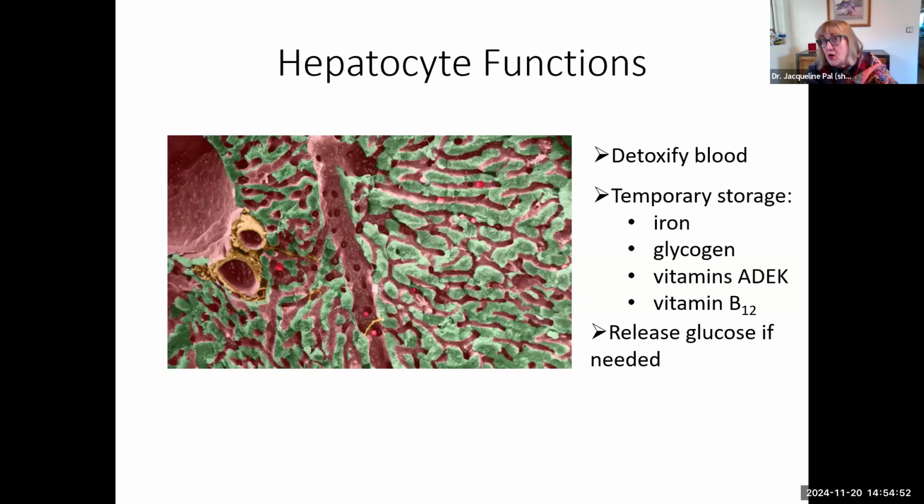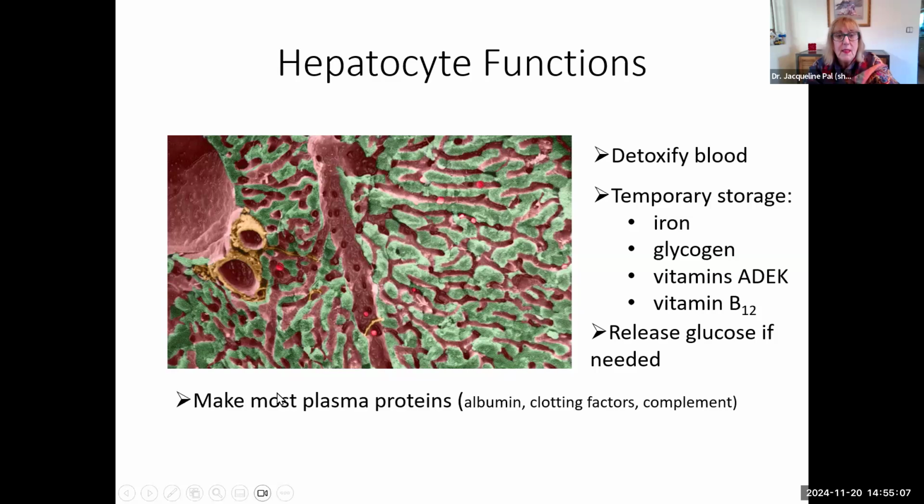If we are having a low blood sugar, our liver can release glucose if it needs. It can take those glycogen stores and break up the glycogen and release some glucose off of it. It can also make new glucose molecules if needed.